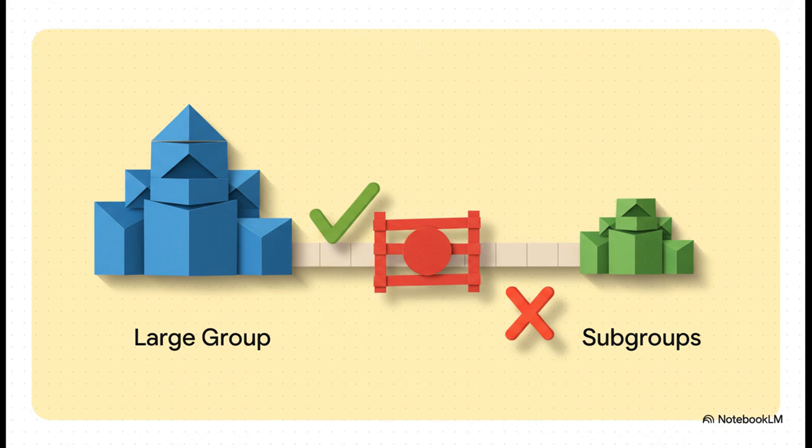And this is where we have to be really, really careful. Lagrange's theorem is a one-way street. It gives us what's called a necessary condition. The size must be a divisor. But it's not a sufficient condition. It doesn't promise that a subgroup actually exists for every single one of those divisors.